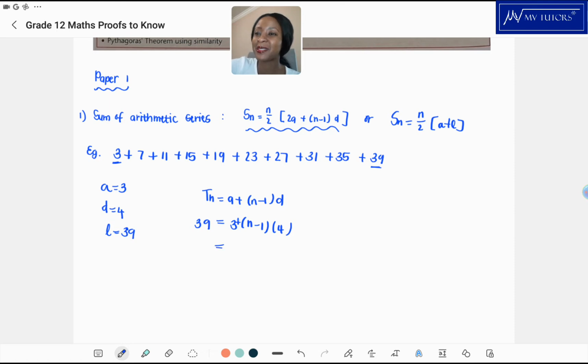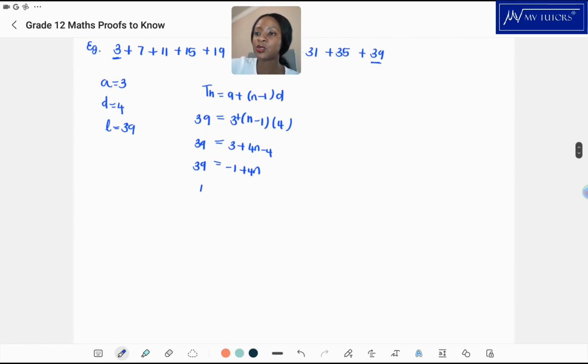So if I were to multiply it out, I would have 4n minus 4. So 3 minus 4 is actually negative 1 plus 4n. Okay, and all of that is equal to 39. And then when I now solve for n, I am going to get minus 1 going to the other side will be plus 1. So 39 plus 1, that's going to be 40. So now the last term's position is 10.